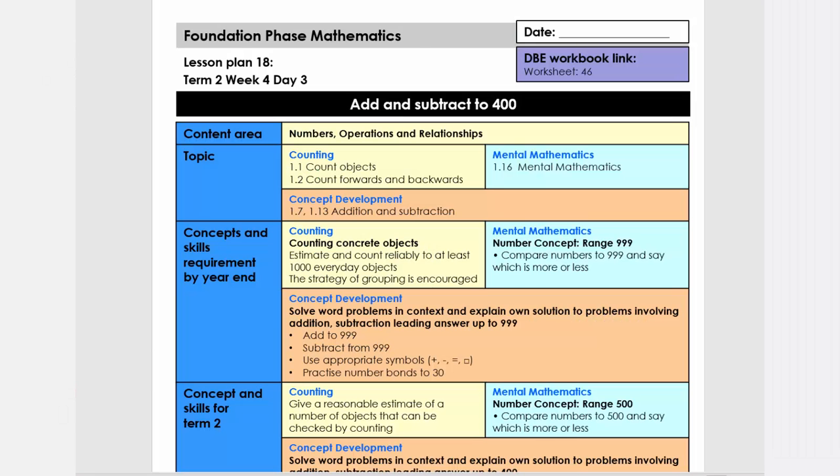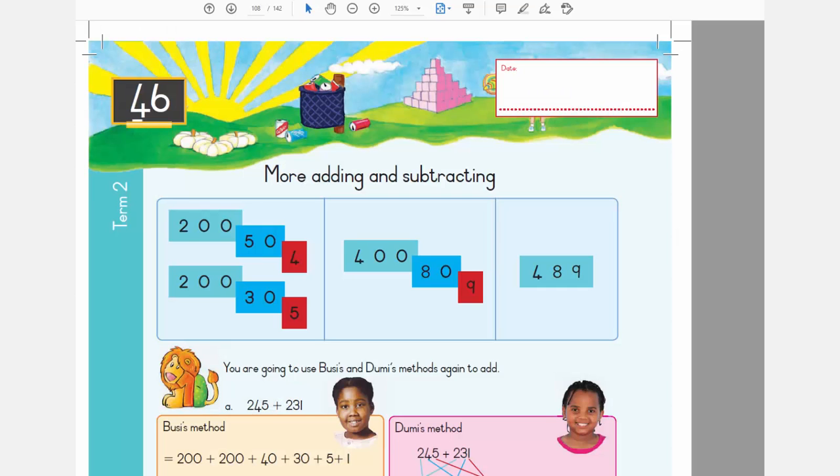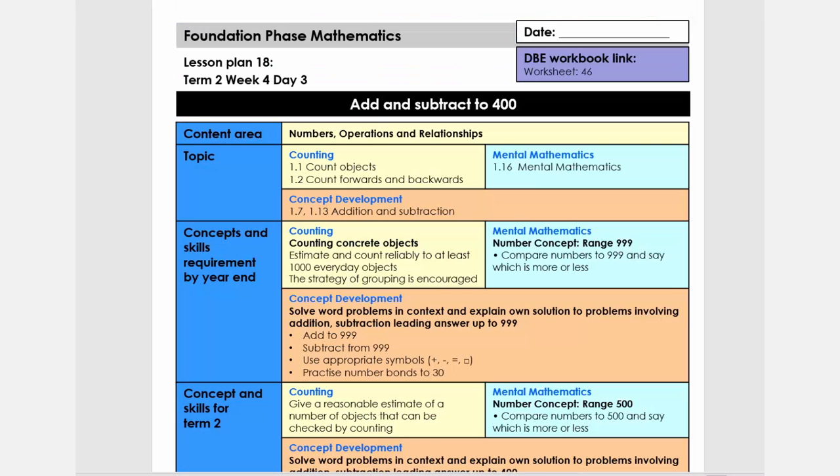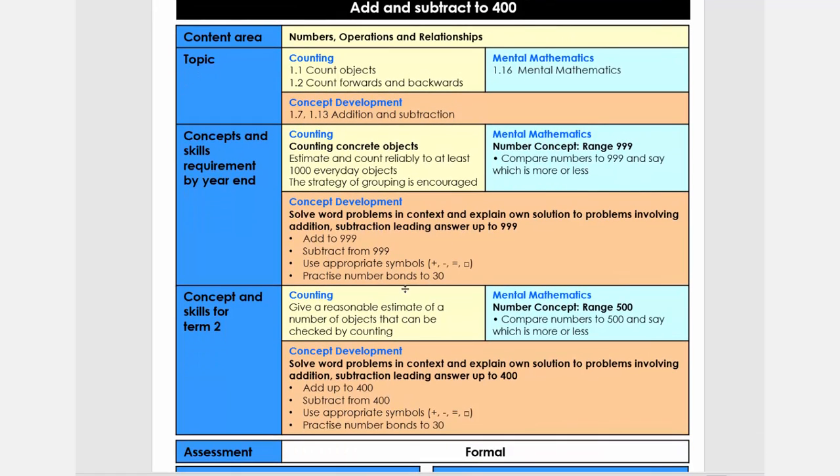Good day. Today we're going to do lesson plan 18, grade 3, term 2. The topic is add and subtract to 400, and it links to DBE worksheet 46. Quickly going to show you. Then we're going to go back to the lesson plan.